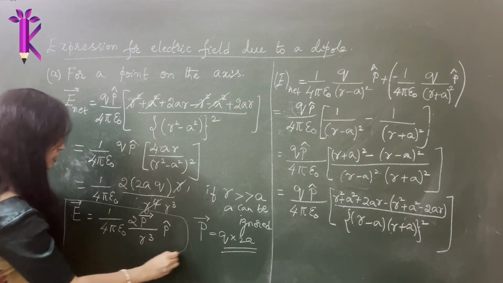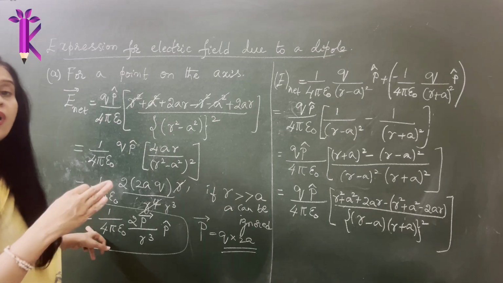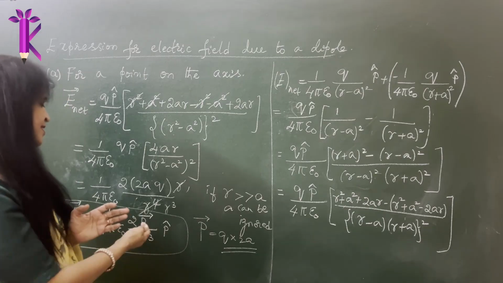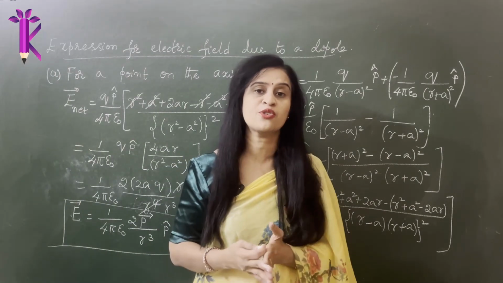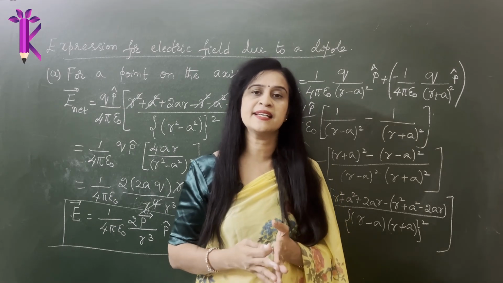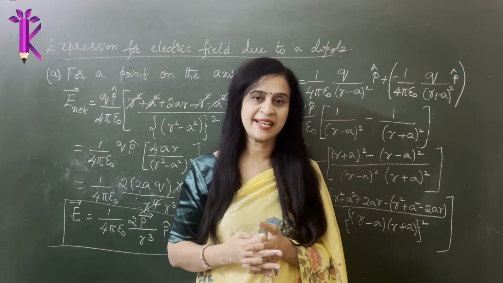So this is the expression for the electric field due to a dipole if the test charge is placed on the axis of the dipole. So this is how you arrive at the expression. Very simple, very easy to score in your board examinations. Don't miss anything. It is very easy. Just write and practice it. You'll be able to crack it very easily.